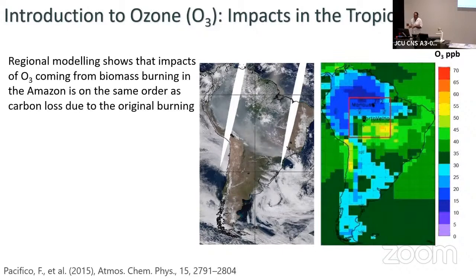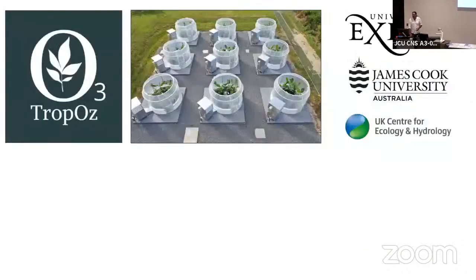So it's like a double whammy. You've burnt some forest, and then the pollution from that burning has gone downwind and reduced the productivity of your remaining forest. So again, potentially quite profound implications, but this is all a model. We don't really have good parameterization of what might be happening in tropical systems, which is where the nexus of our TropOz project came in.